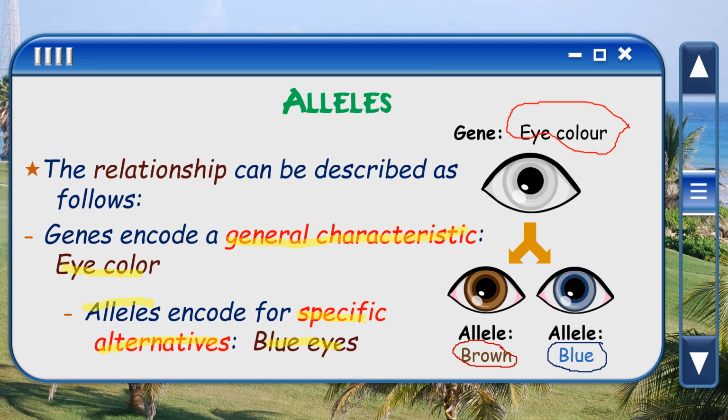So the alternatives are brown and blue. Those are alternatives, but all of them are eye color. That is why we say that a gene encodes the genocharacteristic, which is eye color. But the eye color can be blue or it can be brown. Those are what we call alleles, the alternative forms of a gene.